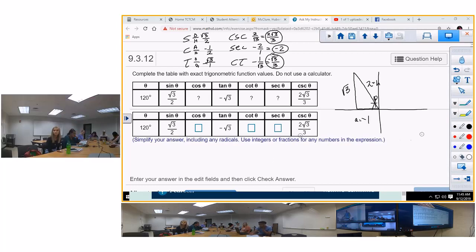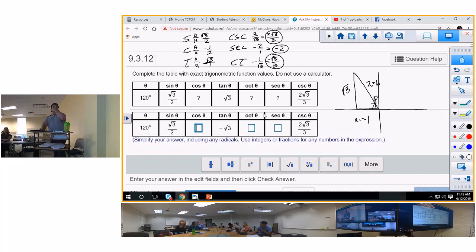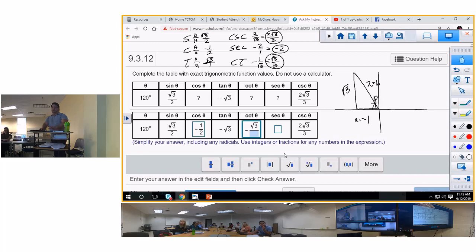Okay, question. Let's go ahead and type it in, so give y'all a few more minutes to write it. I'm sorry I cut it off a while ago. So our cosine is negative 1 over 2. And our cotangent is negative square root of 3 divided by 3. And our secant is negative 2.